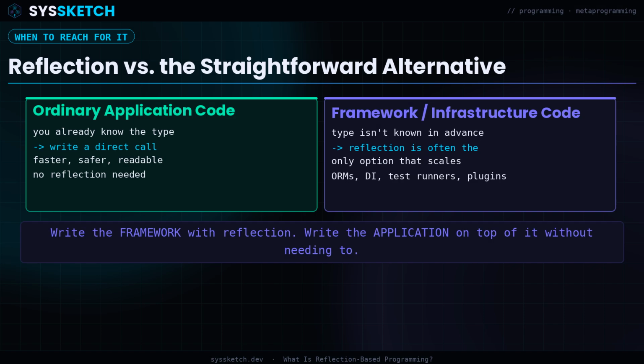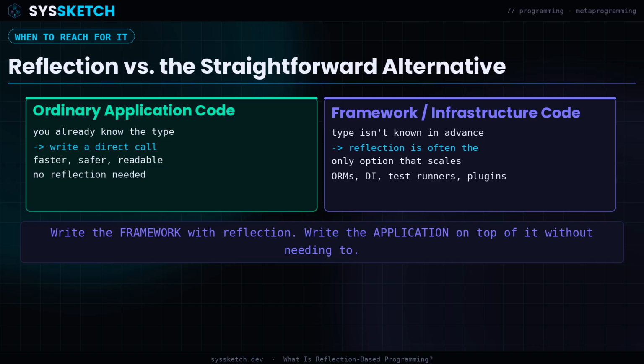So when should you actually reach for reflection yourself? Rarely, for ordinary application logic. If you already know the type at compile time, a direct call is faster, safer, and far easier to read. Reflection earns its place when you're building infrastructure that has to work with types it can't know about in advance. A serialization library, a test runner, a plugin loader, a dependency injection container. In those cases, there's often no alternative. The whole point is handling code nobody has written yet.